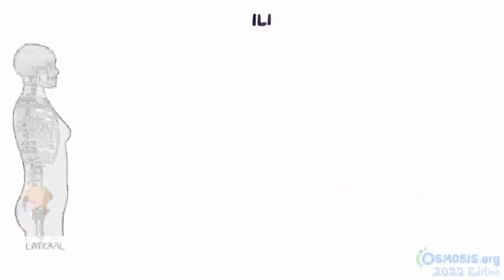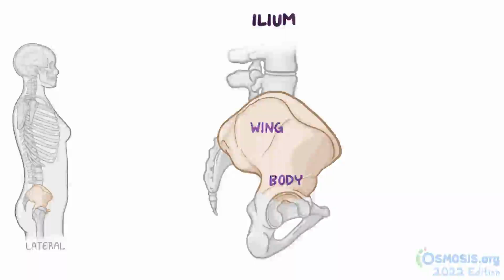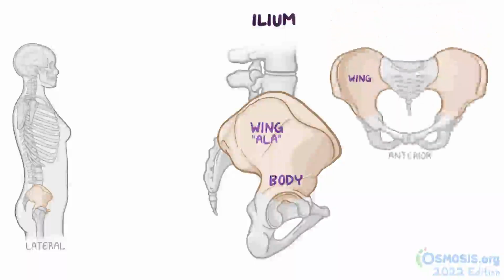Okay, so the ilium is the largest and most superior part of the hip bone, and it can be divided into a body and a wing. The wing, or ala, of the ilium has a lateral and a medial surface, a crest, and two borders, anterior and posterior.